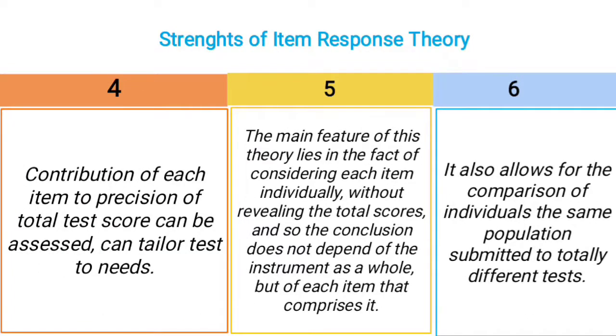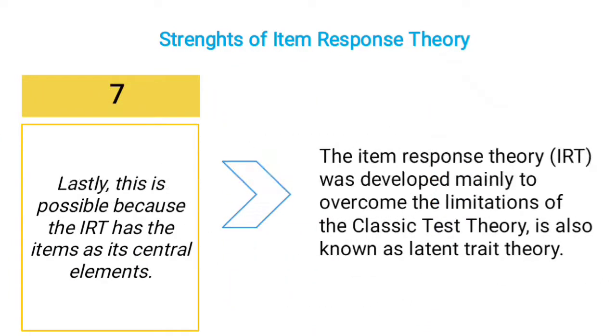Fourth, the contribution of each item to the precision of the total test score can be assessed, or tests can be tailored to need. The main feature of this theory lies in the fact of considering each item individually without revealing the total scores, and so the conclusion does not depend on the instrument as a whole but on each item that comprises it. Sixth, it also allows for the comparison of individuals of the same population submitted to totally different tests. And lastly, this is possible because the IRT has the items as its central elements. Hence, item response theory was developed mainly to overcome the limitations of the classic test theory, which is also known as latent trait theory.